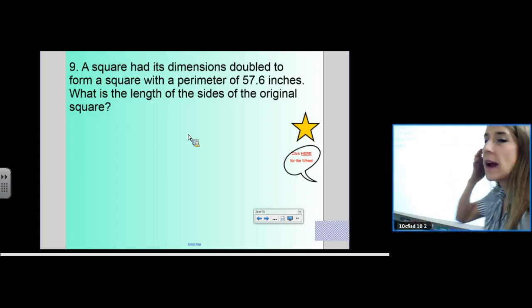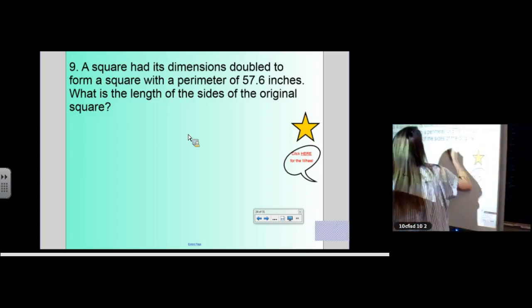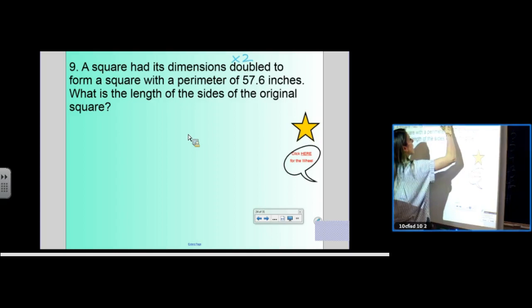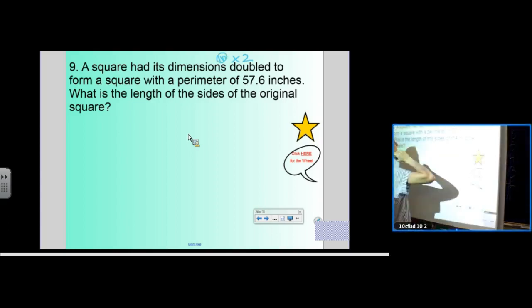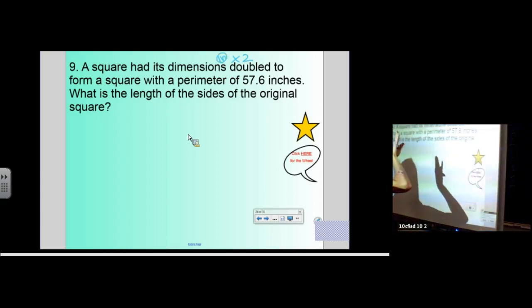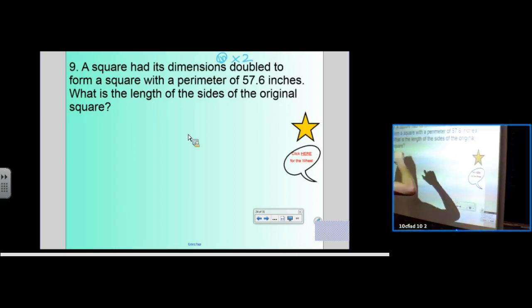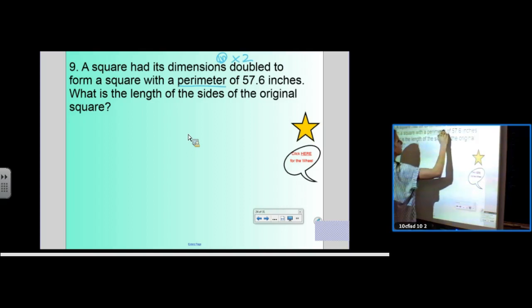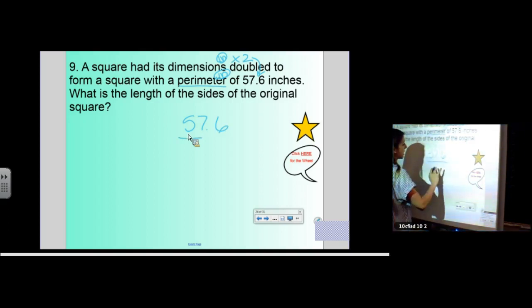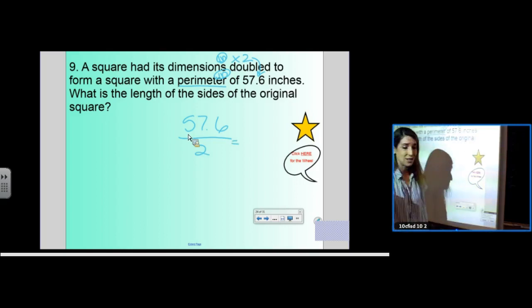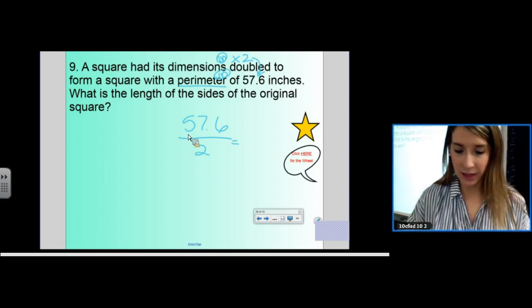A square had its dimensions doubled, so doubled means times 2, and that's its dimension, so it's 1D. What is the length of the sides of the original square? So we know perimeter is 1D, so we can use this scale factor. The dimensions were doubled, so we do the opposite of doubling something. We need to divide by 2. That will undo the doubling.